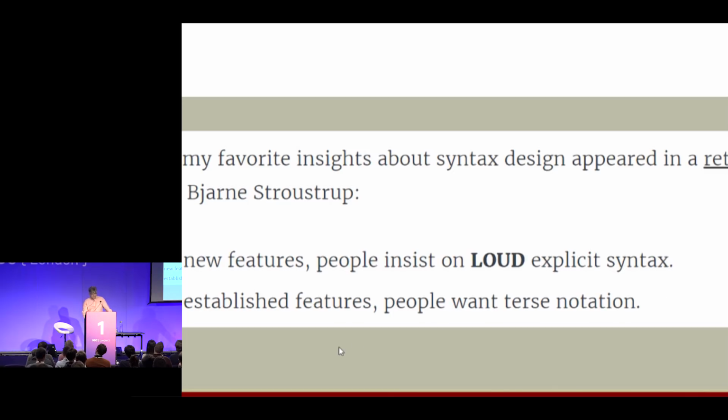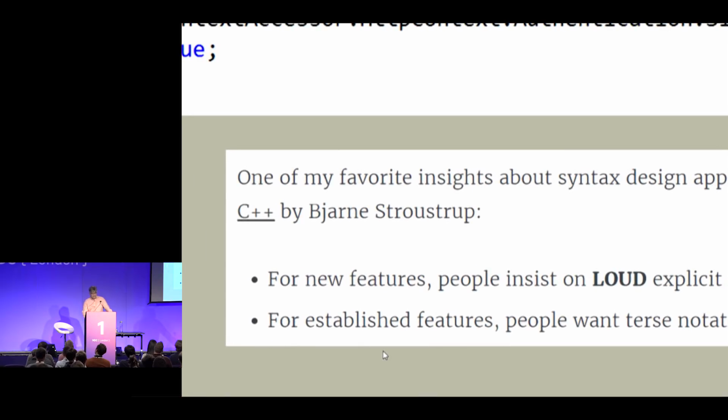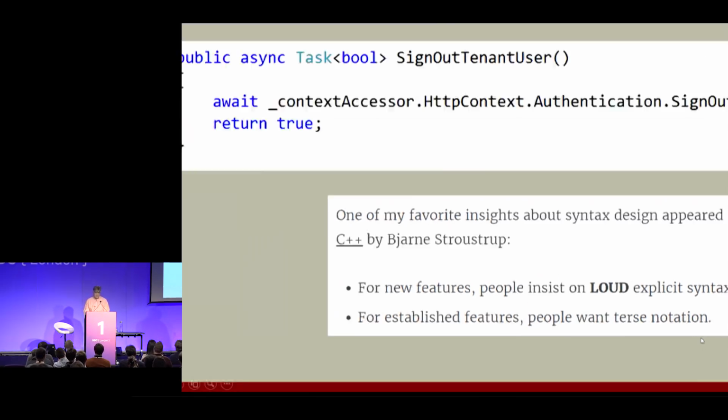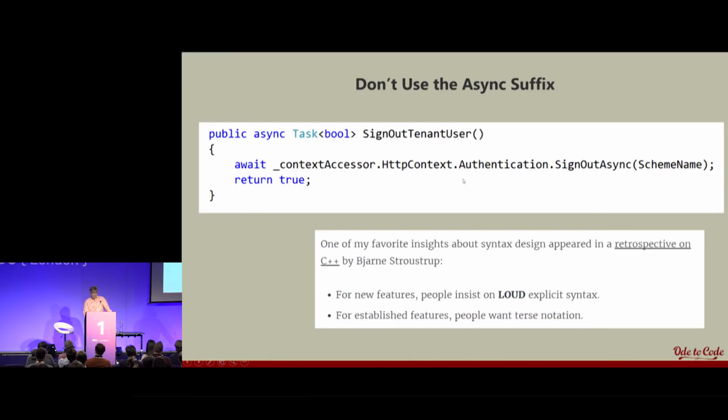But these days, when everything's going async, for an established feature, I just want the terse notation. I don't want to type async at the end of every method. So to me, SignOutTenantUser, that might fail some code reviews in certain places, might get picked up with certain tools with a warning that says, hey, you have an async method without an async suffix. I say that's OK.